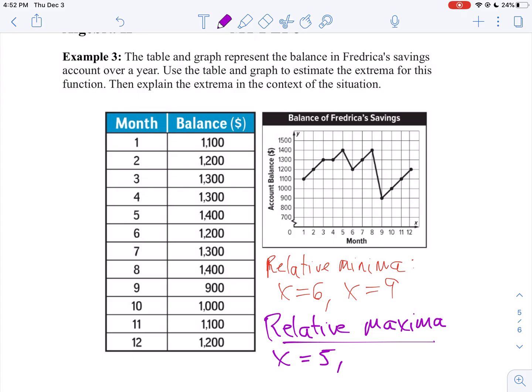And also in August, that would be x equals 8.